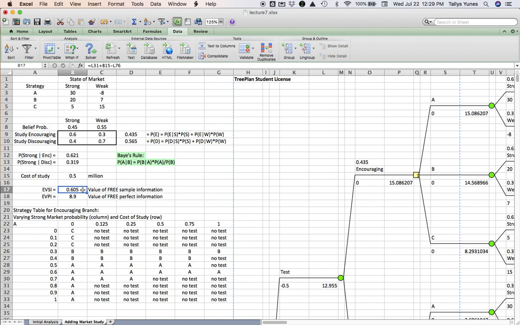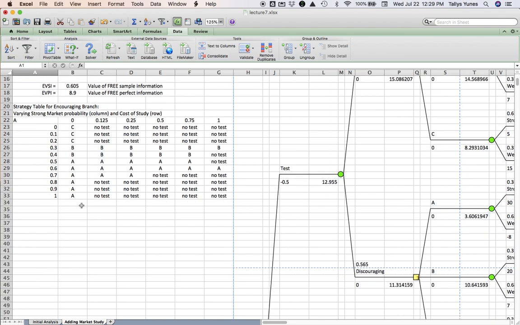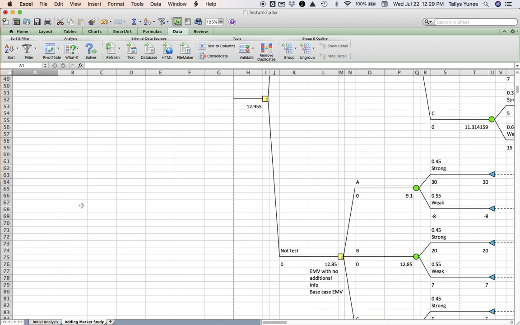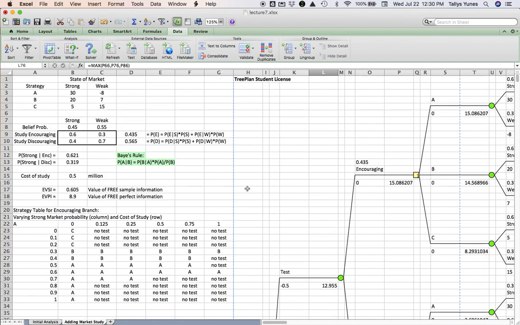Okay, but that's the idea of EVSI and EVPI, and that's what I wanted to cover in this video. Again, remember that the value of information has to consider the information as being free, so don't forget to discount the cost of the test. And these are always relative to what you could do if you had the help versus when you don't have the help, and that's your base case EMV that you can get by yourself.